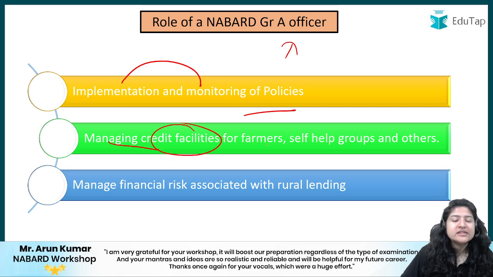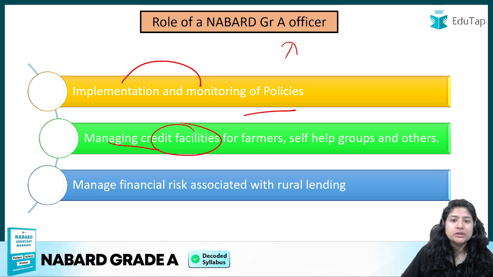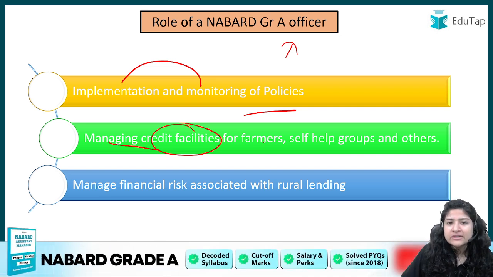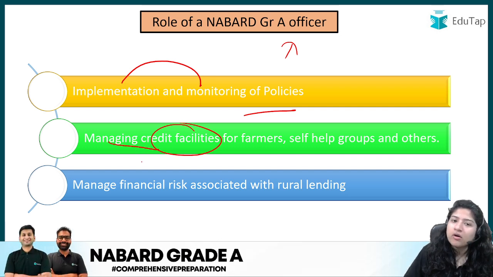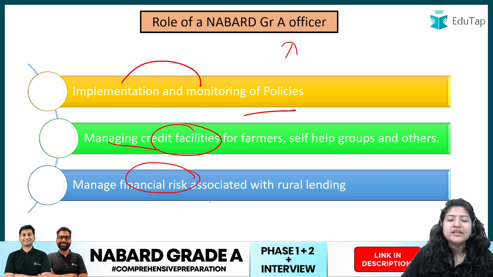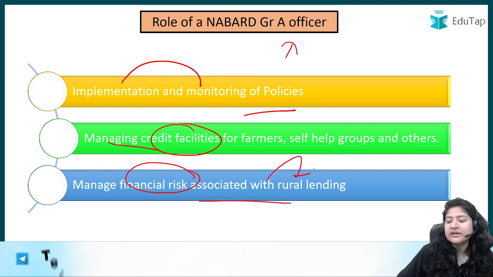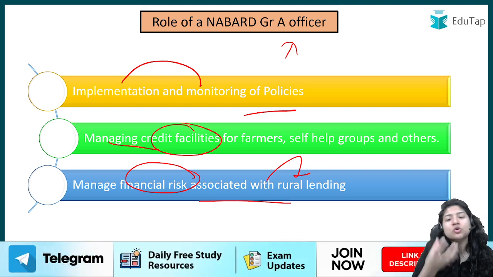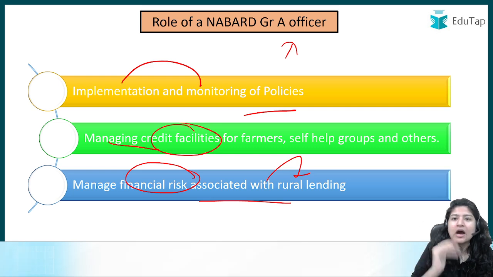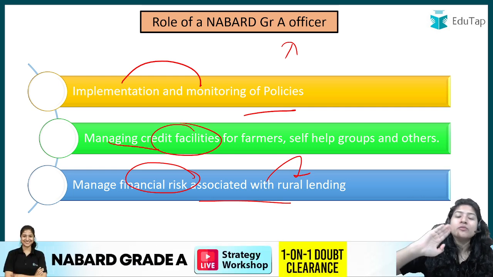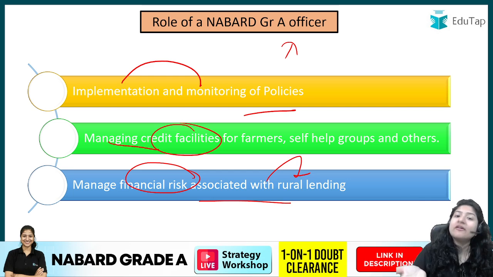Managing credit facilities, we know that credit facilities are given, right? So how to distribute it, if that work is being done properly, if more money is required, if less money is required, if money can somehow be channelized in another way, all these things. And manage financial risk associated with rural lending. Before lending, to have that particular analysis, how much money are we giving and what cost benefit ratio we can develop from it, right?